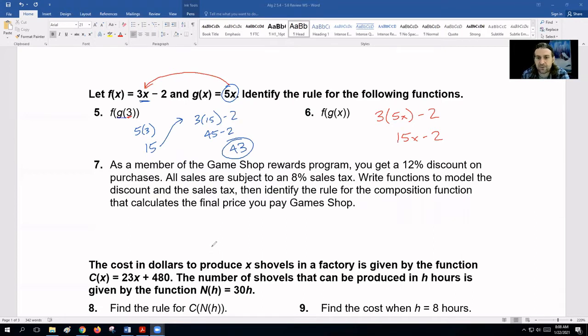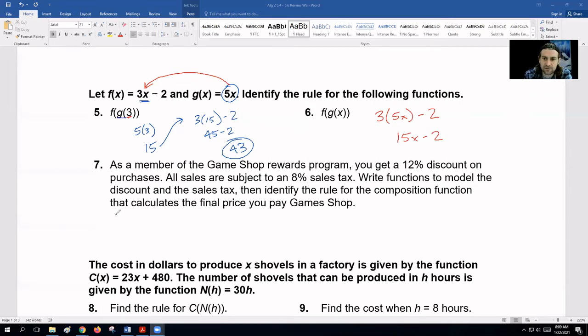45 minus 2 is 43. All right, next, as a member of the Game Shop Rewards Program, you get a 12% discount on purchases, and all sales are subject to an 8% sales tax. Write a function to model the discount and the sales tax and identify the composition function that calculates the final price when you pay at Game Shop. Okay, yeah, definitely not GameStop because that'd be a trademark issue.